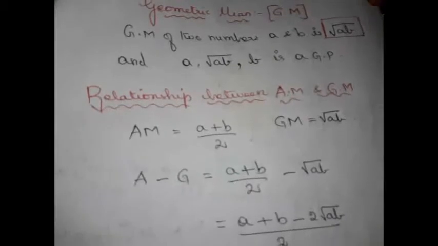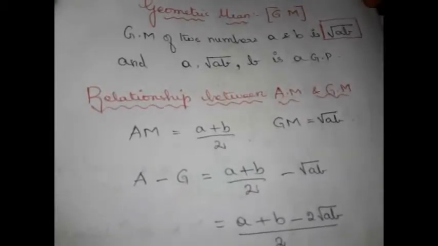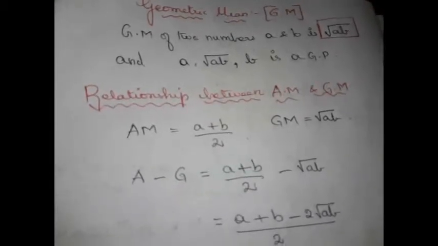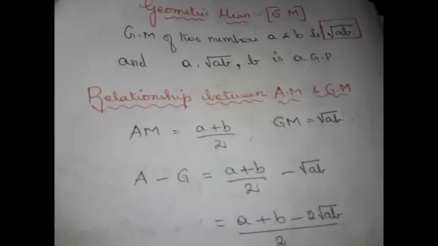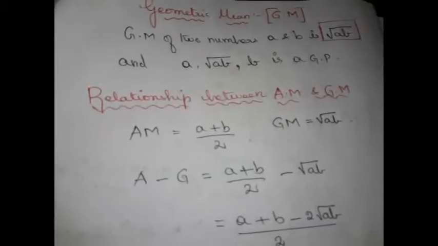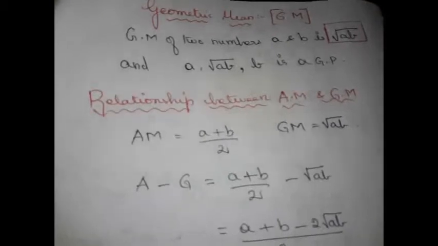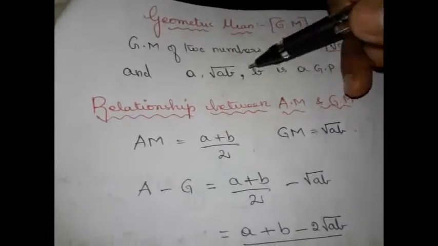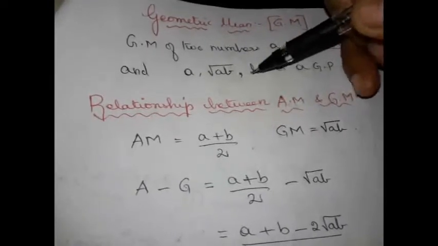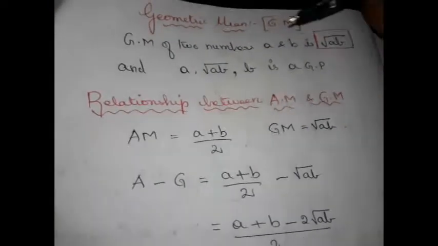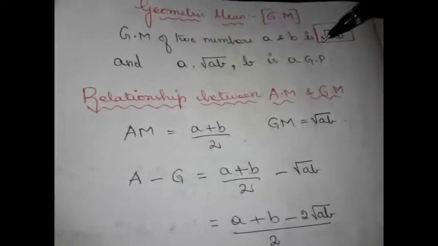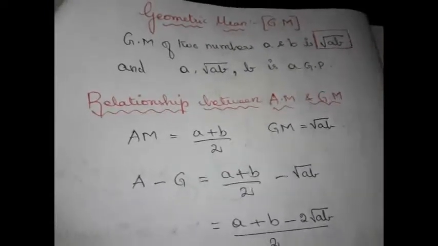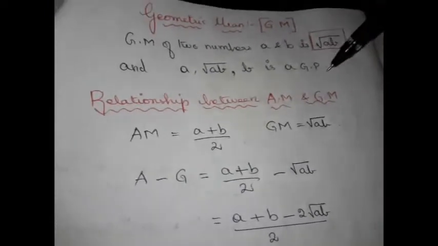As we inserted many numbers in between the two given numbers such that they form an AP, the same way with the GM we can form a sequence of GP. We can insert as many GMs in between the two given numbers and hence they will form a GP. Right? So what is the GM of two numbers? It is the square root of the product of those two numbers, and these three numbers will form a GP.